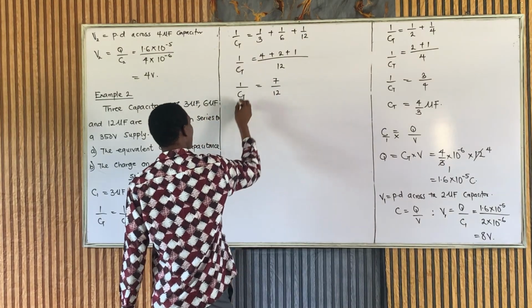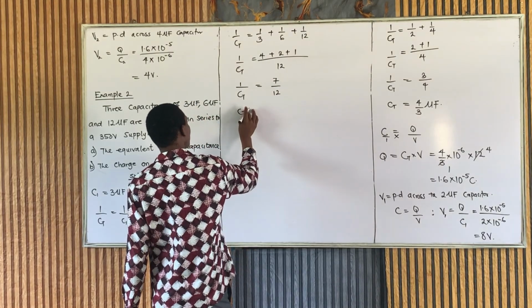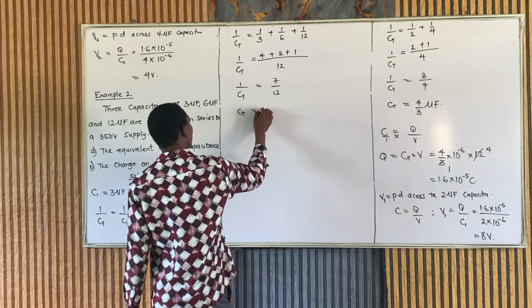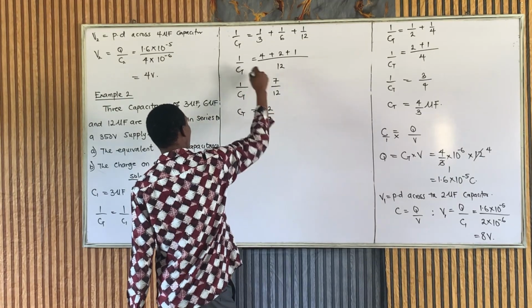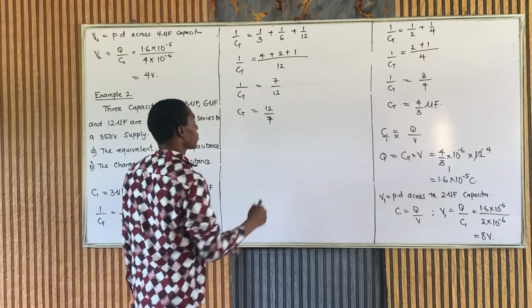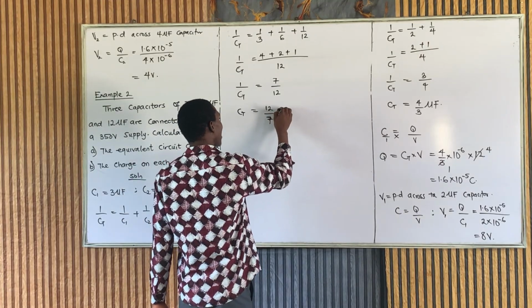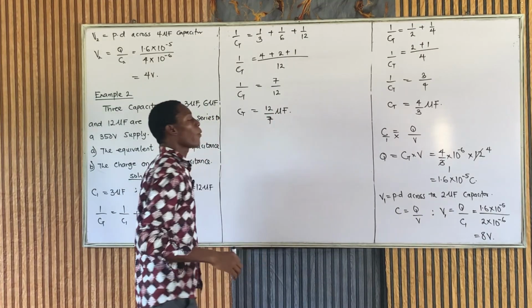You can invert this. This will be C total over 1 is equal to 12 over 7. So turn this upside down, turn this upside down, that's what I mean. So now put your microfarad. We are done with that.